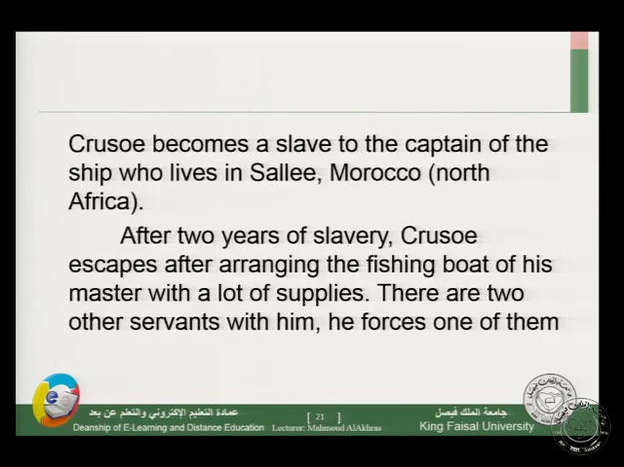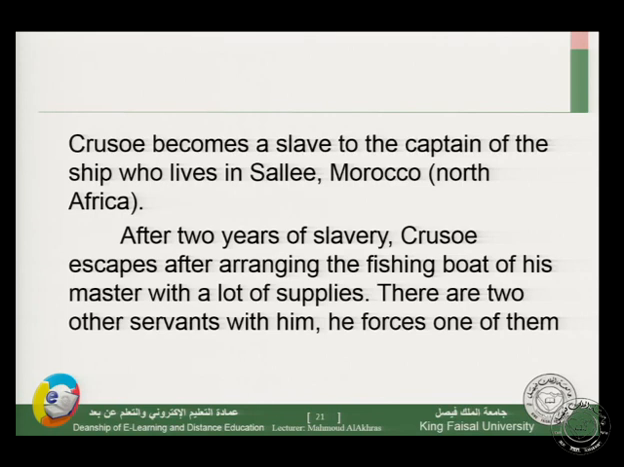Crusoe becomes a slave to the captain of the ship, who lives in Sali, Morocco. This is in North Africa. After 2 years of slavery, Crusoe escapes after arranging the fishing boat of his master with a lot of supplies. So he leaves and runs away from the captivity of his master, the captain of the pirates.